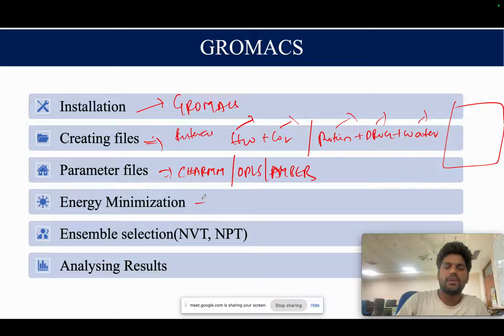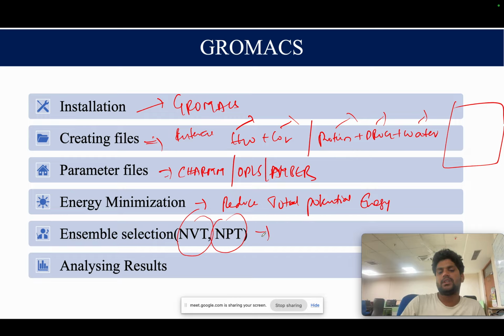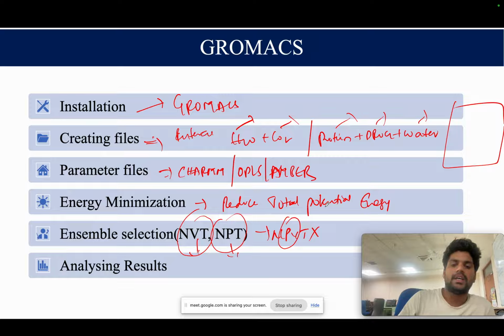Once we have done this, then we have the energy minimization, as we said, to reduce the total potential energy. Then we run the ensembles, and why we run different ensembles: this is for small systems under steady density, and this is to get the optimized density. And we can't run NPVT, because as we all know, pressure and volume are two independent terms. They are not dependent terms, so we can't keep both constant. Then analyze the result.